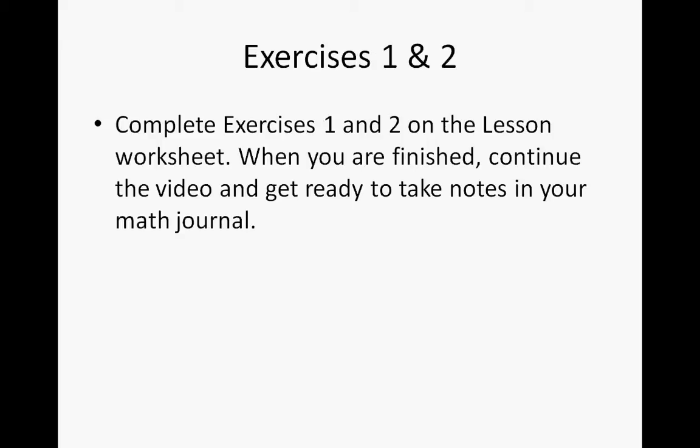Anyways, let's go ahead and start with exercise 1 and 2. Complete that on your worksheet. When you are finished, continue the video and get ready to take notes in your math journal.